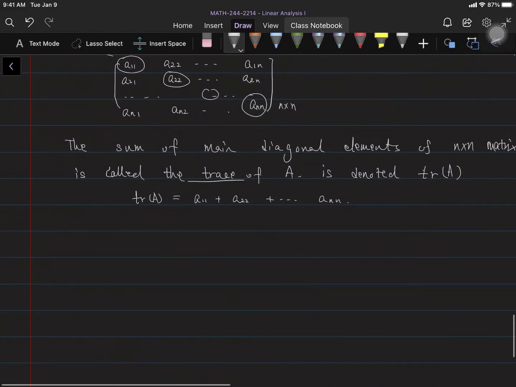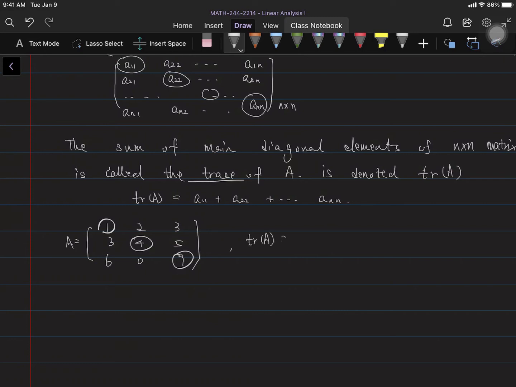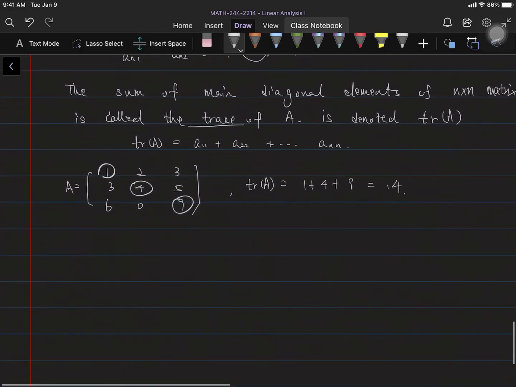For example, if we have 1, 2, 3, 3, 4, 5, 6, 0, 9, something like this, and it has to be a square matrix. So what are the numbers in the main diagonal? We just add those together, right? So if this is A, the trace of A equals 1 plus 4 plus 9, which is 14. Pretty easy, right? Just a definition.